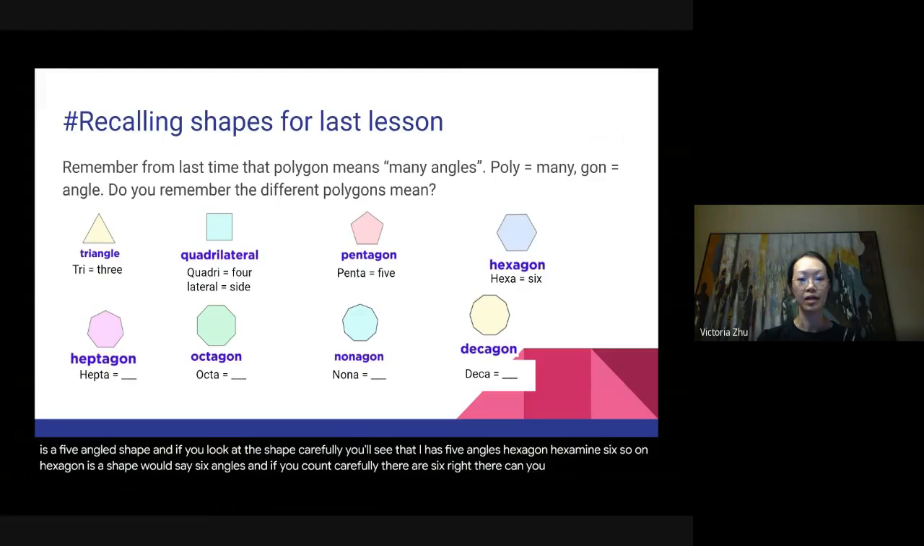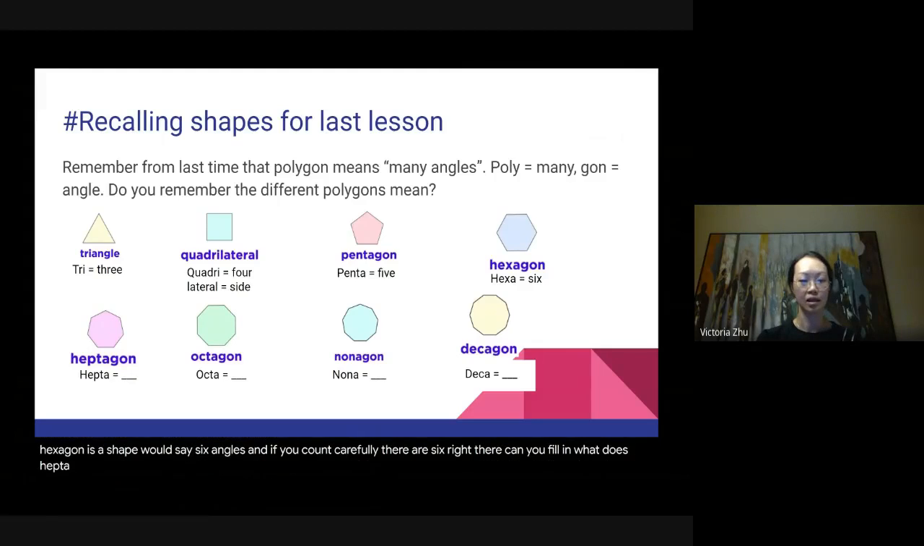Can you fill in what hepta, octa, nona, and deca mean, judging from the look of the shape? Go ahead and pause the video and put those in your slides.